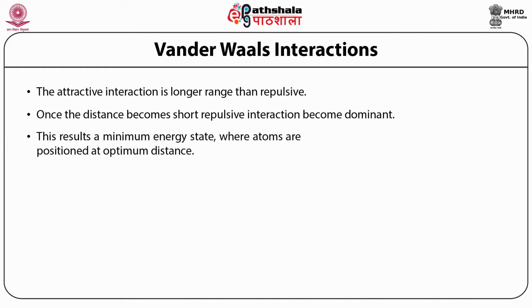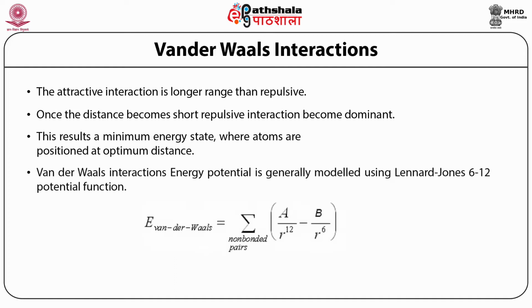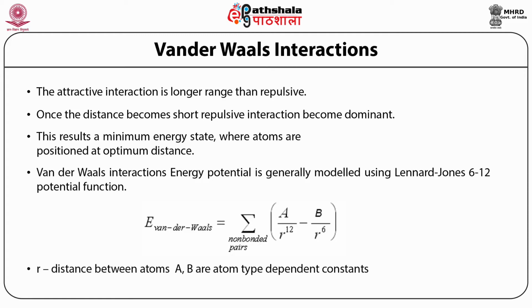Generally the van der Waals potential is described by the Lennard-Jones equation, the 6-12 potential function. So the energy potential is described by the Lennard-Jones equation. Here you can see that R is the distance between the two atoms, and A and B are constants. They depend on the types of atoms involved in these interactions.